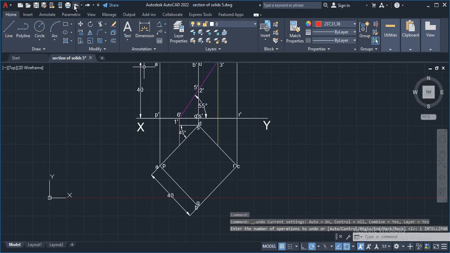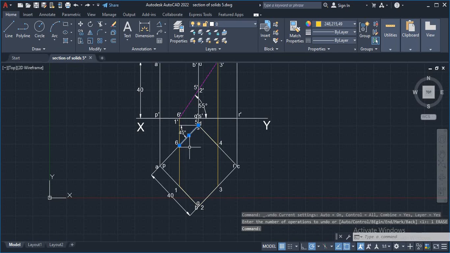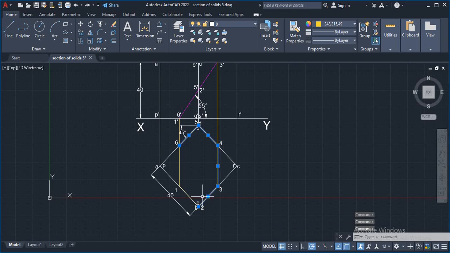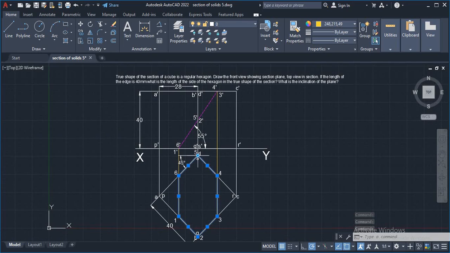Now you can see 1, 2, 3, 4, 5, 6. Now you can see here a regular hexagon. When you cut like this, when you make the cutting plane like this, you can see a regular hexagon shape in the top view.